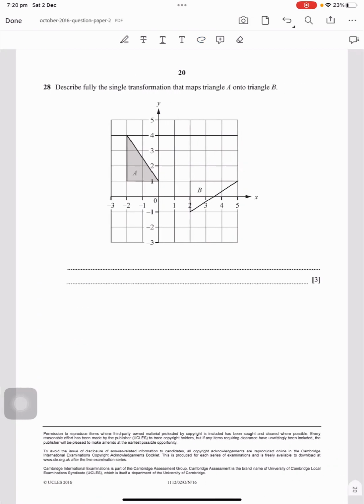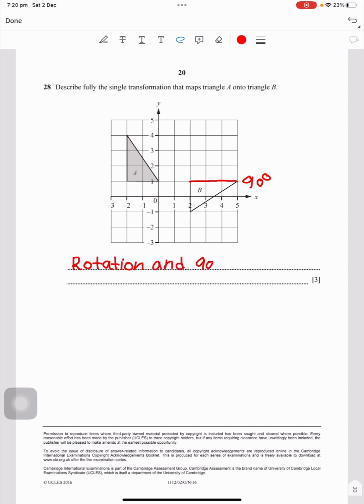There, next. Next question. Question number 28. This is our last question. Okay, so describe fully the single transformation that maps triangle A onto triangle B. Okay, so first, as you can see, this is clearly a rotation, so you can write rotation first. Rotation, okay. And this is 90 degrees, like this. As you can see, this is 90 degrees. So we can write and 90 degrees. This is clockwise.